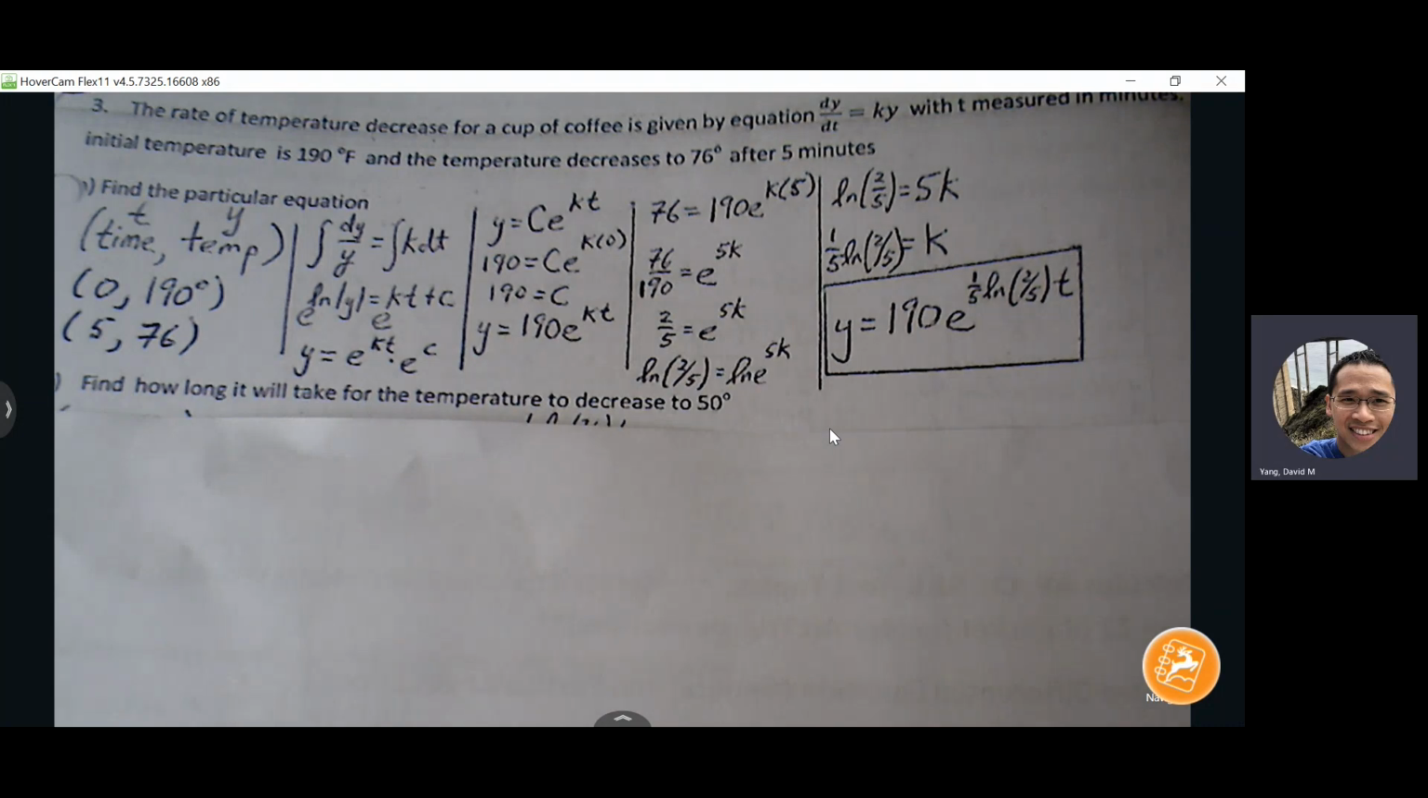No, the ordered pairs are pretty straightforward, right? Initial temperature, it decreases to 176. So we know that at 5 minutes, the temperature is 76 degrees. So just something like that. If it said it decreases by, I won't give that. But yes, if it was that, then you would have to subtract.